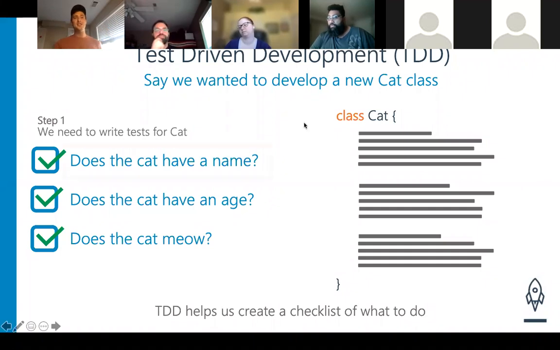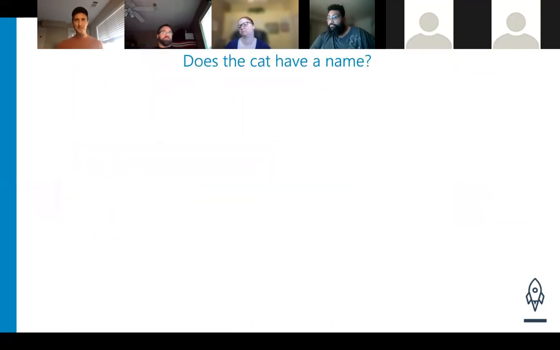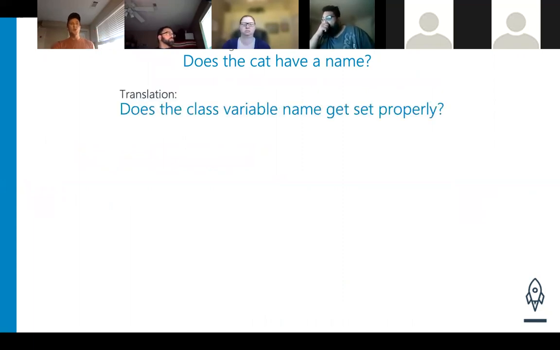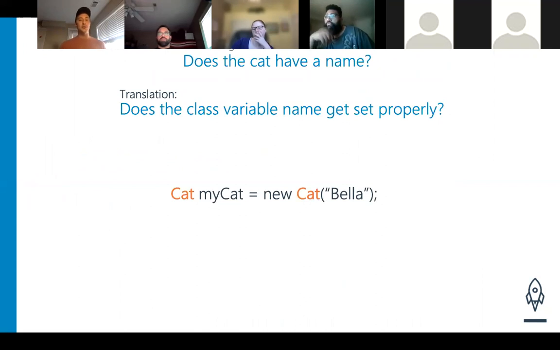Let's take one of these tests and actually start working on it. Let's go, does the cat have a name? Let's talk about this one. All right, we're looking at a first test case here. Does the cat have a name? Because this is on our to-do list. We're going to translate that: does the class variable name get set properly? So does the class variable name, the cat's name, get retrieved and set properly? Let's see exactly how we're going to do that. We have our cat, myCat equals new Cat Bella. We're writing the test out here.